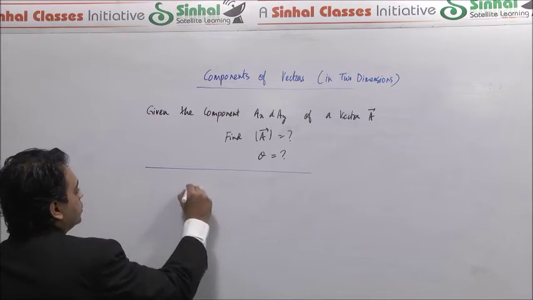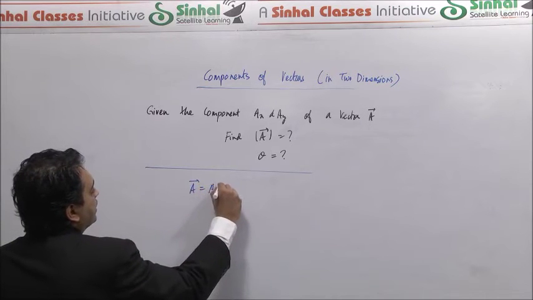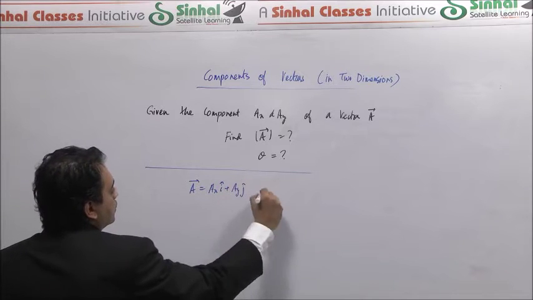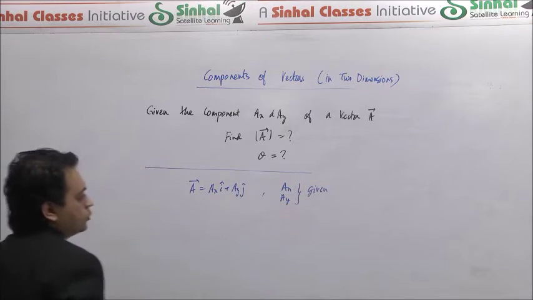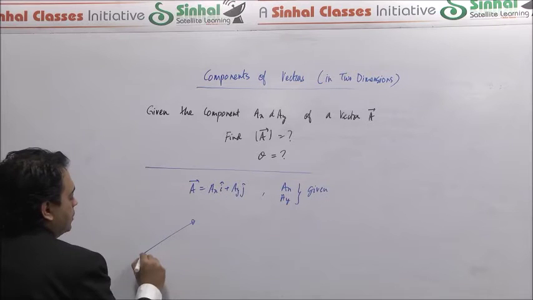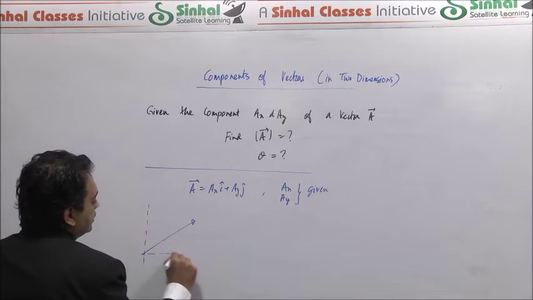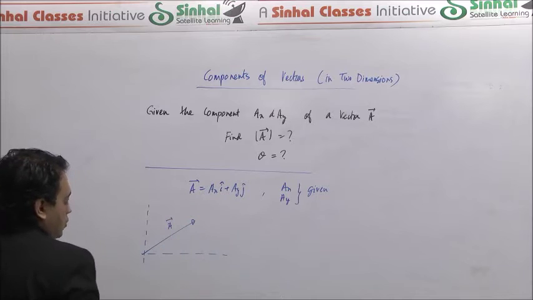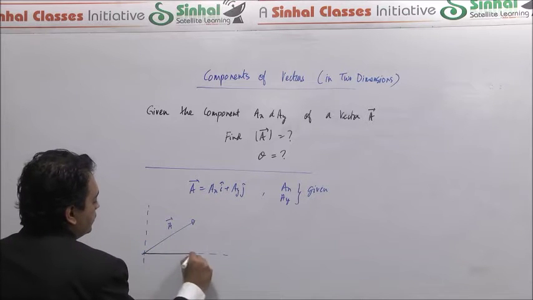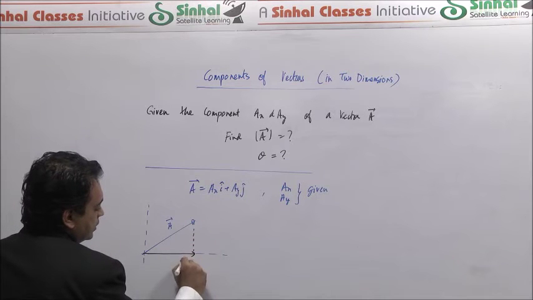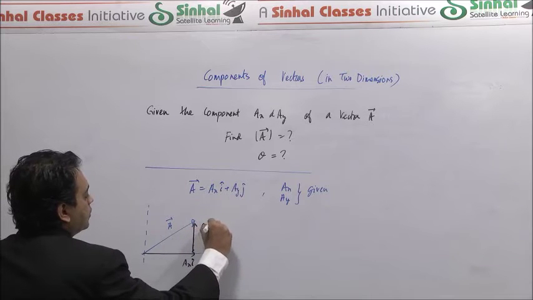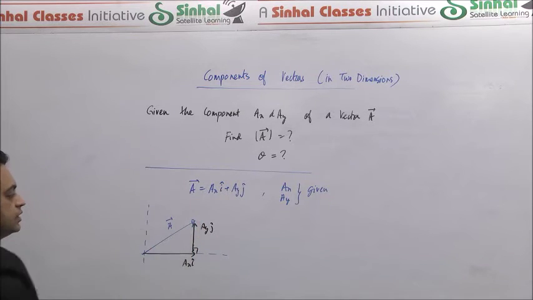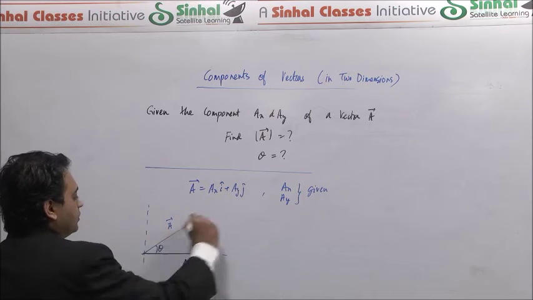Let's understand that. Suppose we are given a vector A, which is Ax i cap plus Ay j cap. Here Ax and Ay are given. When we represent that in a diagram, the vector A is the sum of two vectors: one lying along the x-axis with a magnitude of Ax, which as a vector is Ax i cap, and the other is Ay j cap, which is perpendicular to the first one, along the y-axis, with magnitude Ay. So how would we represent now the magnitude of the vector A and the angle theta?